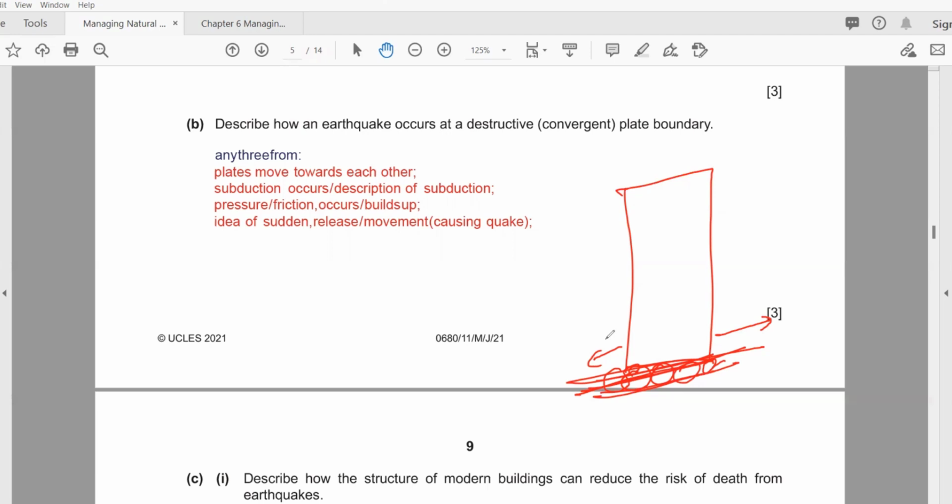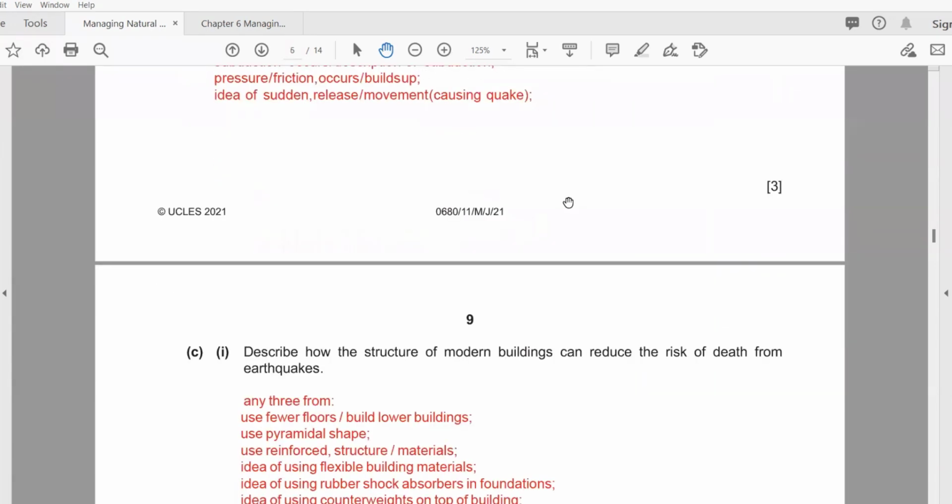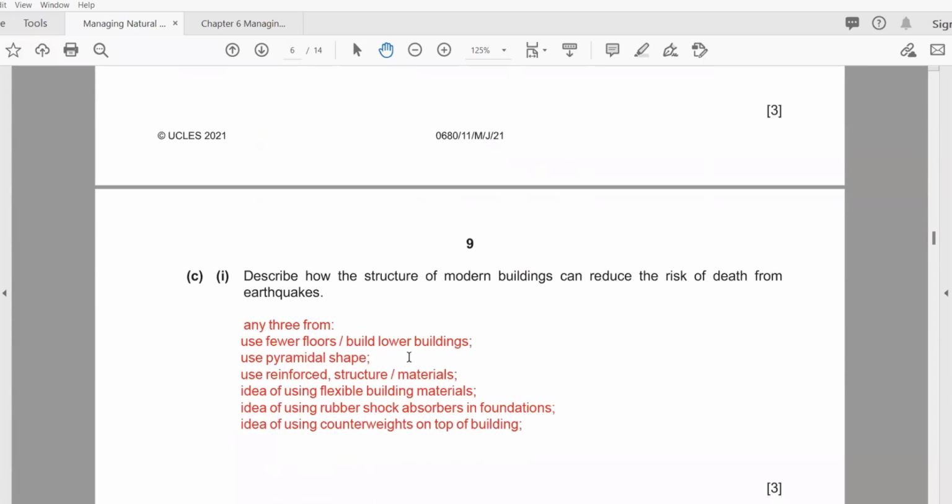All the skyscrapers like Burj Khalifa or other buildings, whenever they are built, natural hazards are kept in mind: earthquake, flooding, storm. Then they do the designing. So use fewer floors, make the building lower, use a pyramid shape, use reinforced structure material, meaning they use more steel compared to concrete. Use flexible building materials and rubber shock absorbers, so if there is a shock or movement they can absorb it.